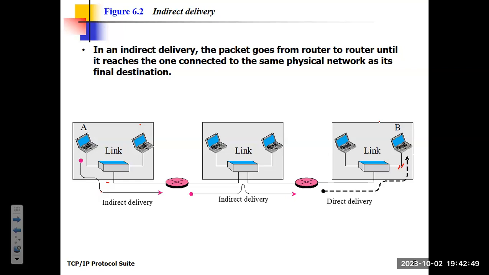What is the second case for direct? If you want to send something from A to C, that's another direct. So what that means is, in any delivery, you will have at least one direct delivery. And how many indirect? Zero or more. Can you tell me why zero or more?